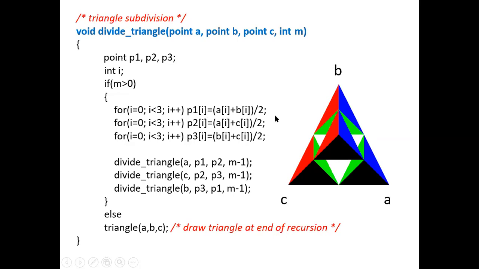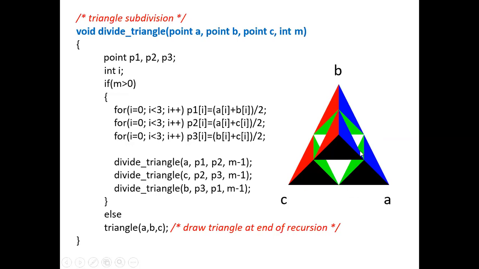A of I plus B of I divided by 2. So this is the first point, which is P1 of I. Then I have AC, which is A of I plus C of I divided by 2. Then I have point 3, which is B of I plus C of I divided by 2. So every time you will be finding 3 midpoints and you are dividing the tetrahedron.